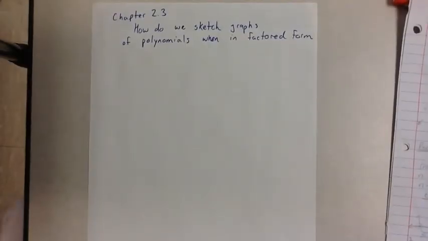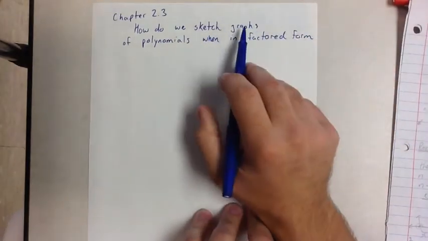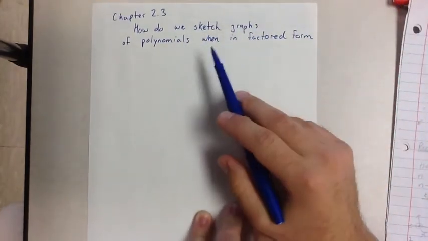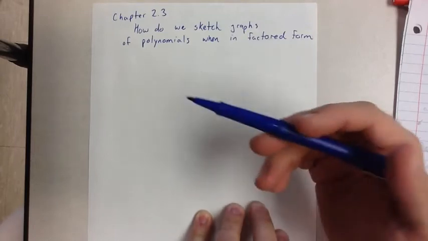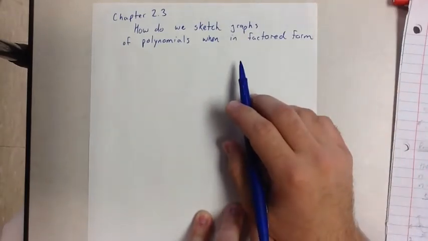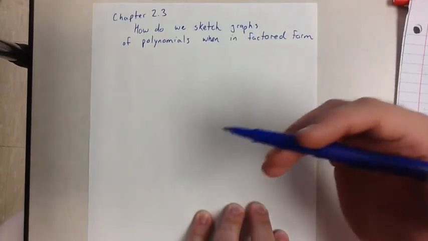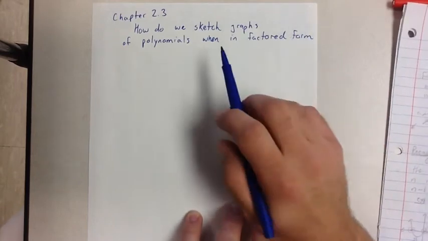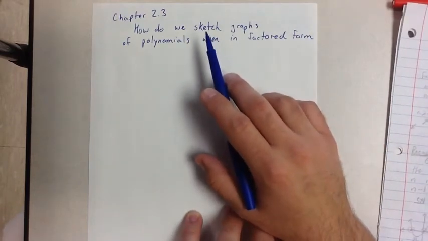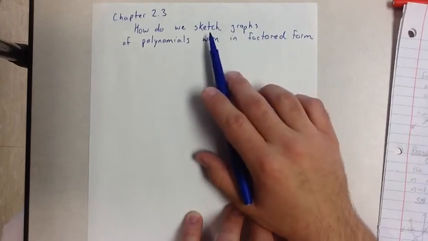Okay, so today we're going to be looking at how we sketch graphs of polynomials when they're in factored form. So we've been talking about what a polynomial is, what their different shapes are, and how we know their degree, leading coefficient, all of these characteristics of polynomials, all leading up to this. How do we take an equation in factored form and sketch the graph?